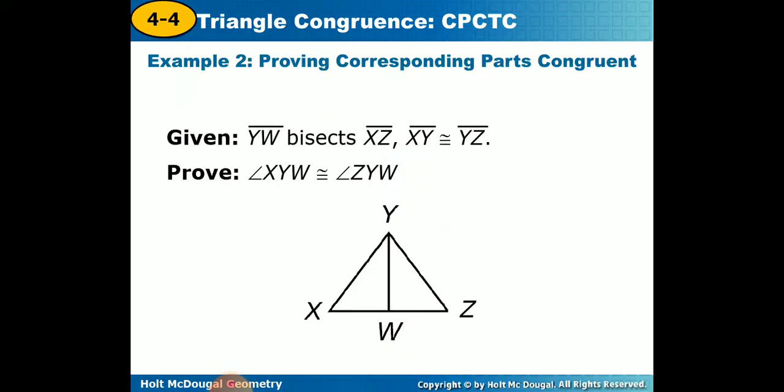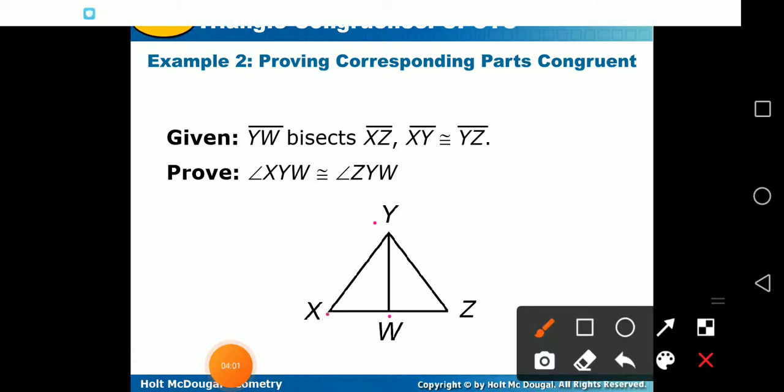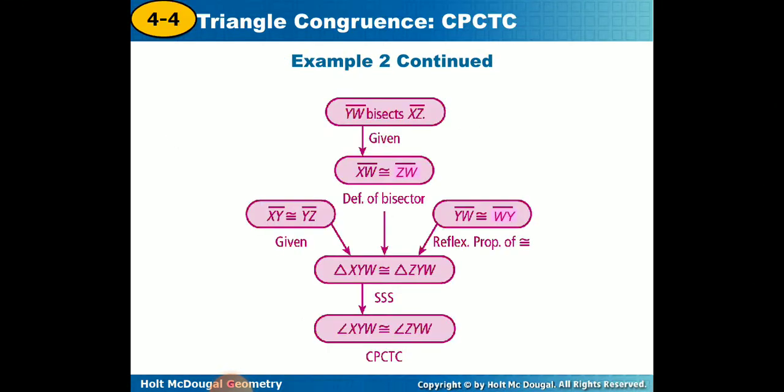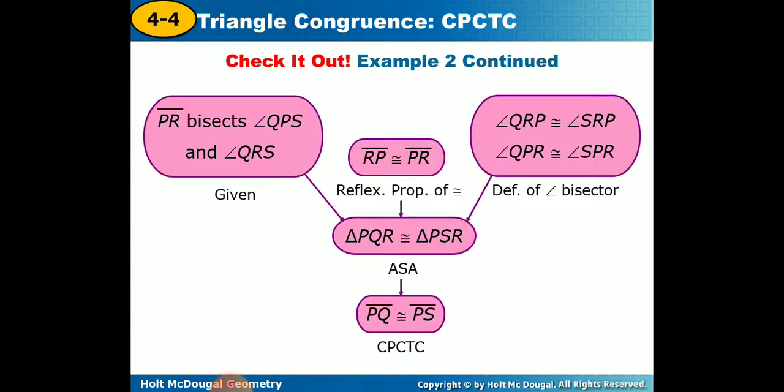He asks the question, prove that triangle XYW is congruent to what? Congruent to triangle ZYW. Of course, they are congruent because we have two congruent triangles. Okay, the same idea here.